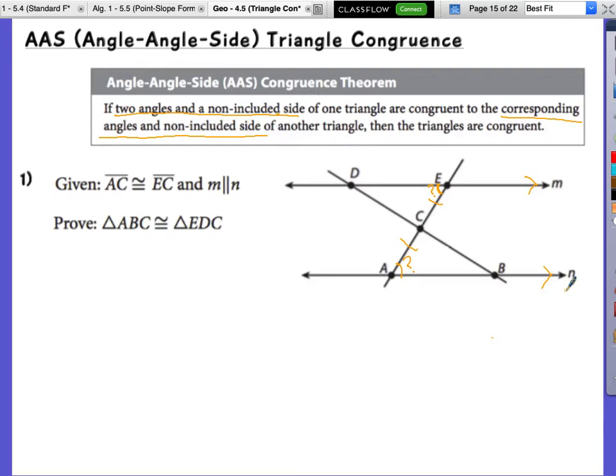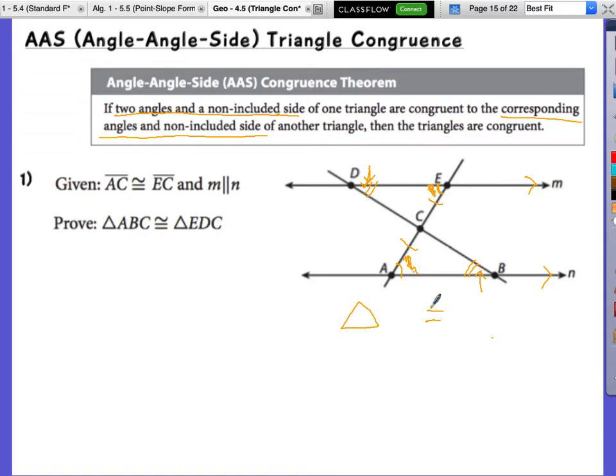Does that mean we know anything about this angle and this angle? Aren't they the same thing? They're alternate interior angles as well, but with this other transversal instead. So we cover up this one with this transversal. They're also alternate interior angles, and thus they're congruent. Do we have two sets of angles and the corresponding non-included side? Yes, we do. So they're congruent. So these triangles are congruent.